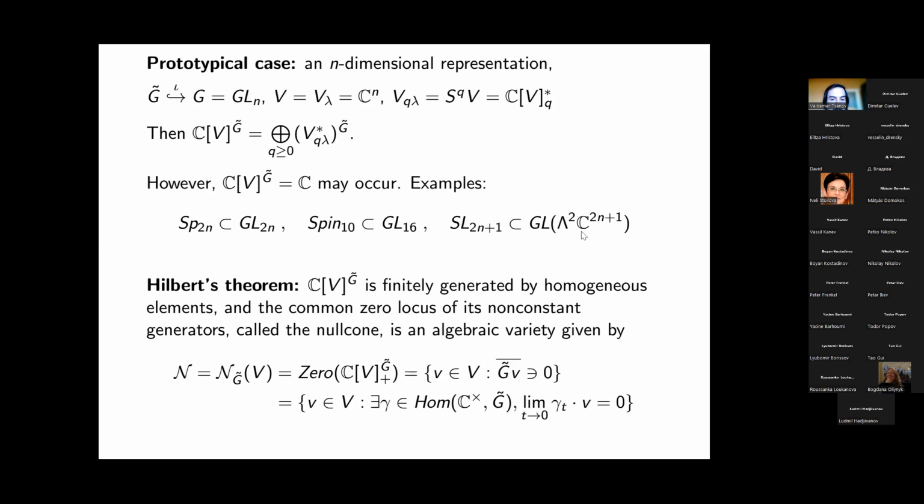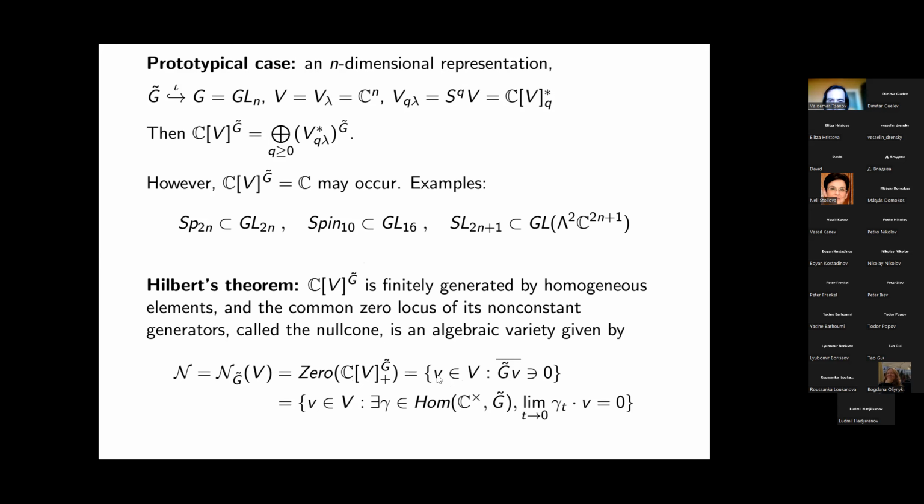It is finitely generated by homogeneous elements, and the common zero locus of the non-constant generators, or similarly, the common zero locus of all elements which vanish at zero, so with zero constant term. So this common zero locus is called the null cone and is an algebraic variety, so the zero locus of the invariants of positive degree. It will be denoted in this way when I want to make sign of the representation and the subgroup with respect to which I take invariants.